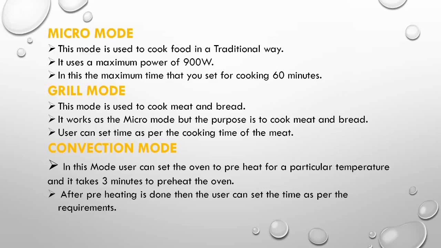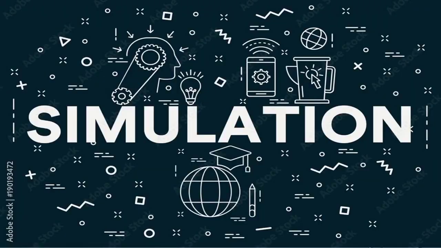Convection mode. In this mode, the user can set the oven to preheat to a particular temperature and it takes 3 minutes to preheat the oven. After preheating is done, the user can set the timer as per the requirement. Now my friend Ponsaravana Kumar will explain the simulation and working of the microwave oven.